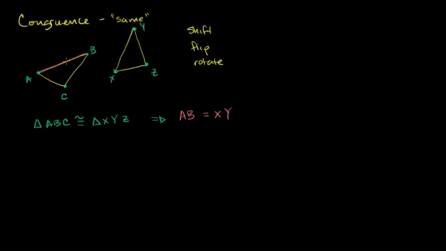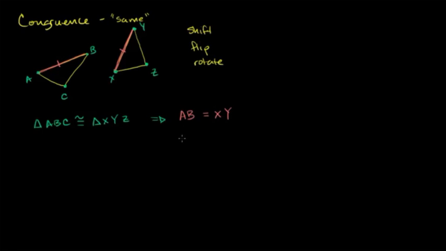So side AB is going to have the same length as side XY. And you can sometimes, if you don't have the colors, denote it just like that. These two line segments have the same length. And you can actually say this, and you don't always see it written this way.